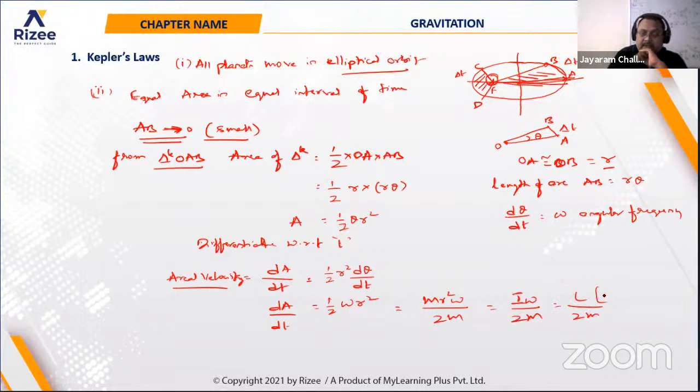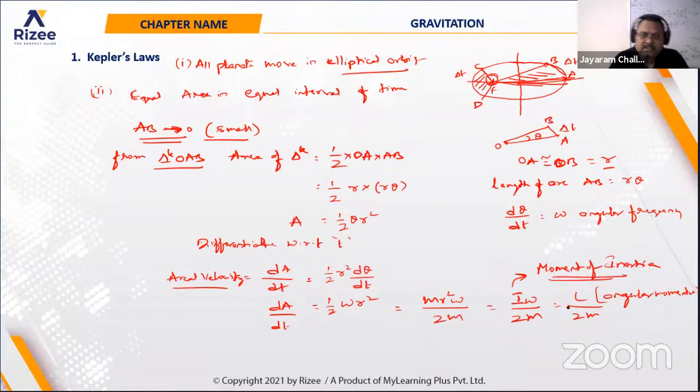L is called your angular momentum, and m is the mass. Here I is called the moment of inertia.